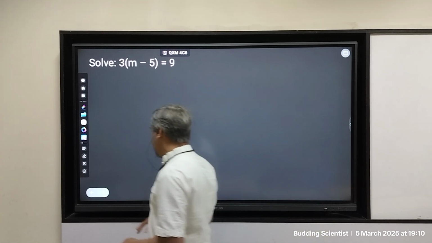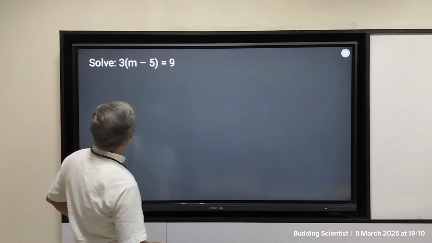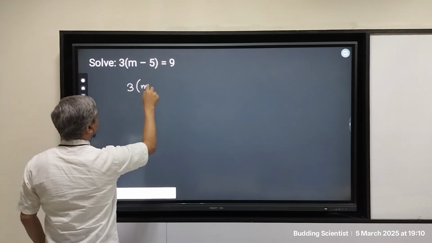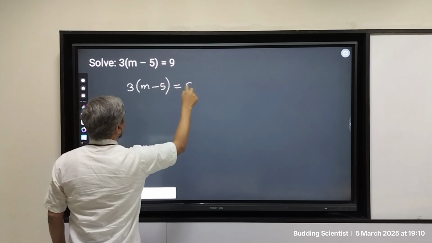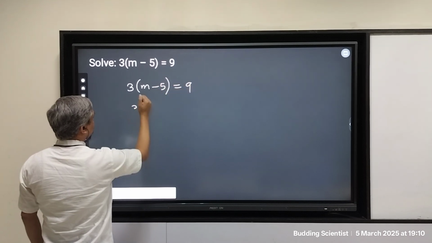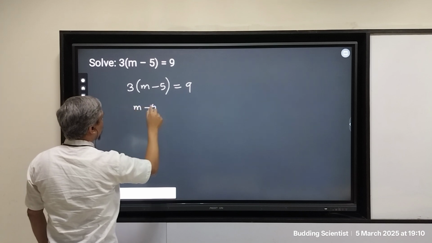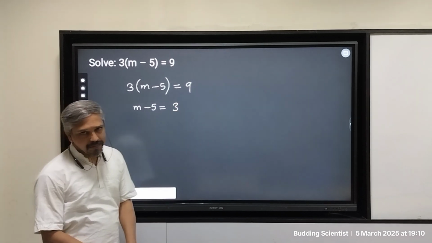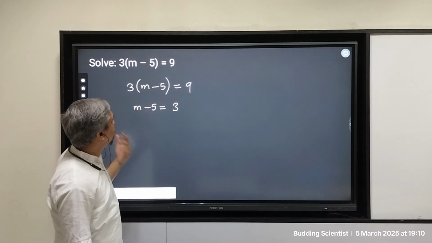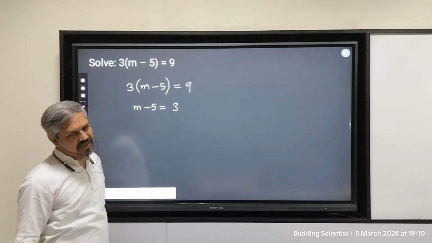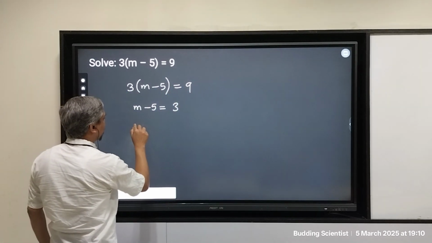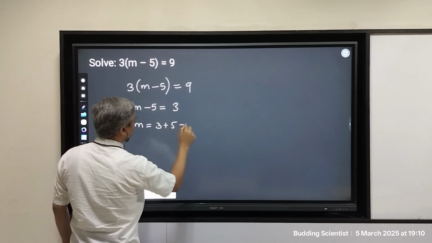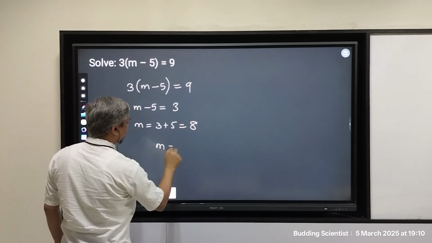3 into bracket m minus 5 is equal to 9. So we'll write m minus 5 is equal to 9 upon 3, which is 3. 9 divided by 3. You could have multiplied this and got the answer; it will work out the same way. So m is equal to 3 plus 5, is equal to 8. m is equal to 8 is the answer.